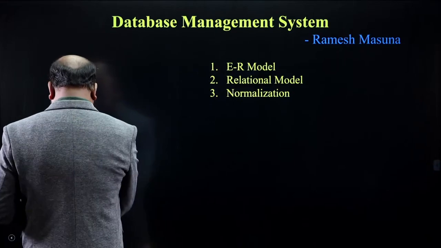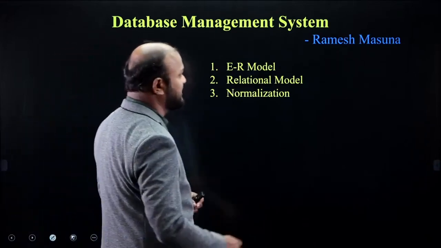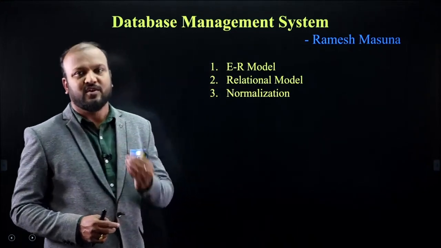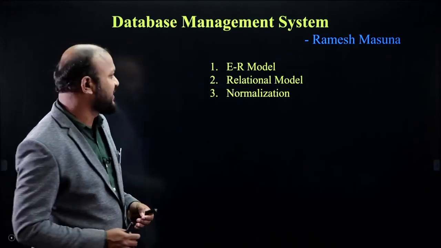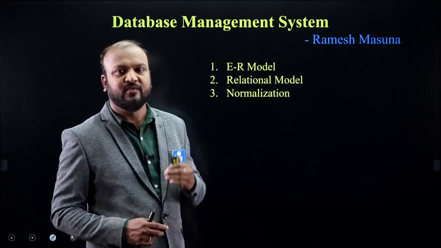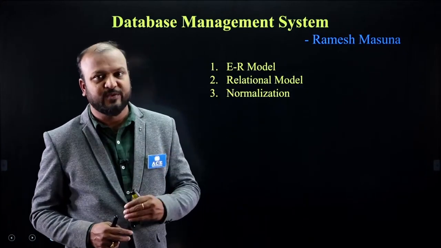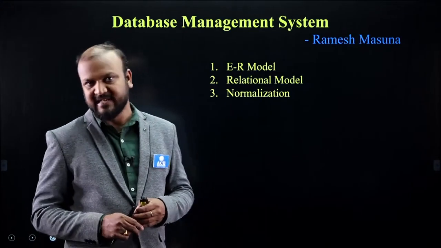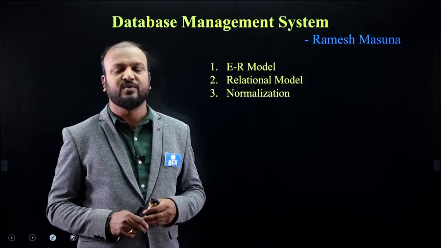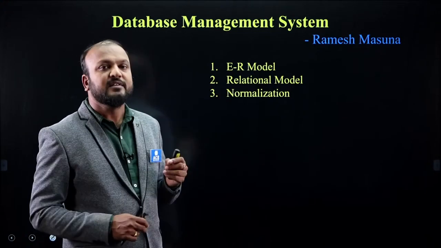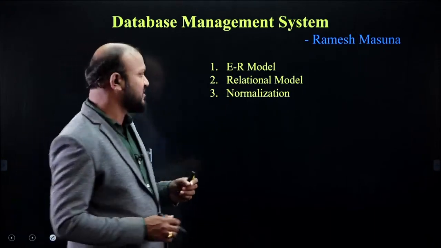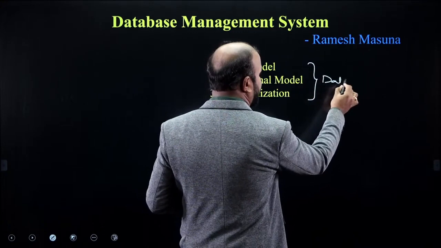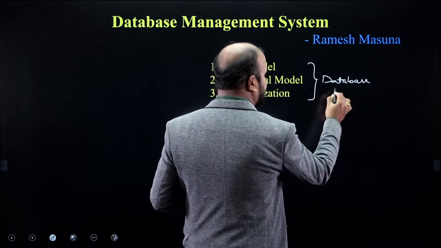Here, these three steps: the ER model is called conceptual database design, where a concept is converted into diagrammatical notations. And the relational model, where the diagrammatical notations are converted into table representation of the database. And third one, normalization, where the table representation is refined for problems and minimized. These three steps come under database design.